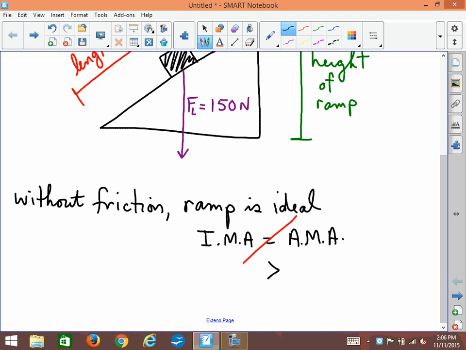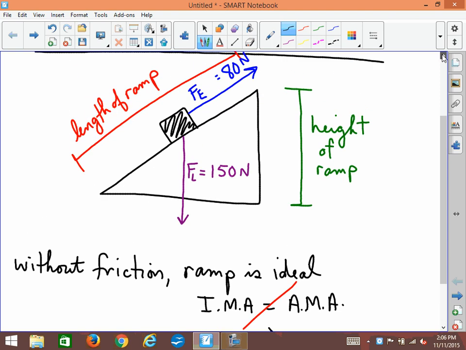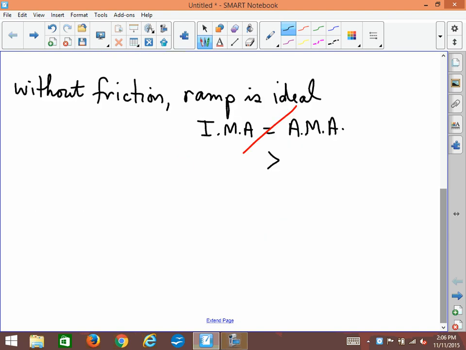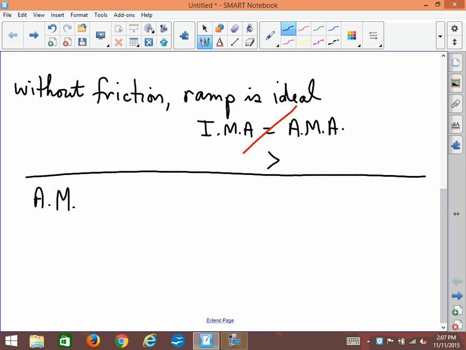And we're going to learn how to figure out both. So let's start with the actual mechanical advantage. We'll have to move down. Actual mechanical advantage is exactly the same as it was for every other simple machine. So that's the good thing. You don't have to learn anything new. It is equal to, and we just have to remember which one goes on top, for AMA, the load force divided by the effort force.